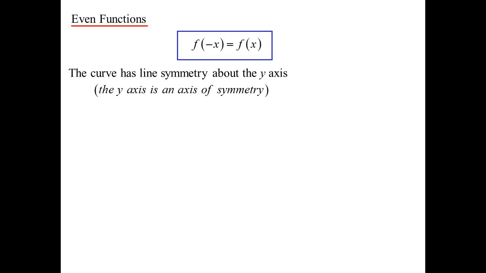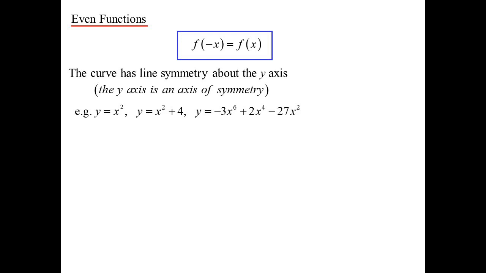Would that be an even function? It seems to have symmetry on the y-axis. Hands up for yeah, that's an even function. Very good, we're learning. Hands up for no, it's not. It's okay, you can be confident. Remember, not a function. Not a function, can't be, it's not an even function either.